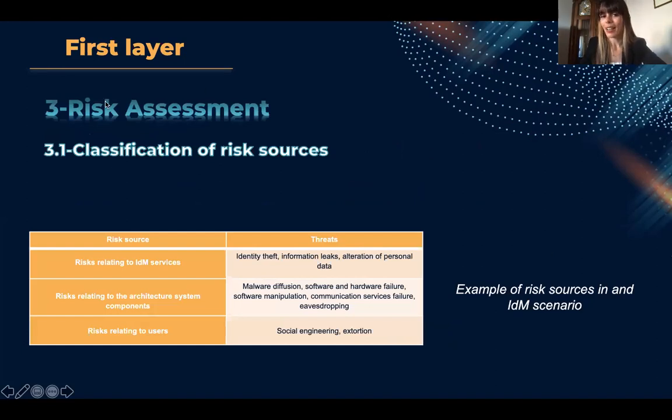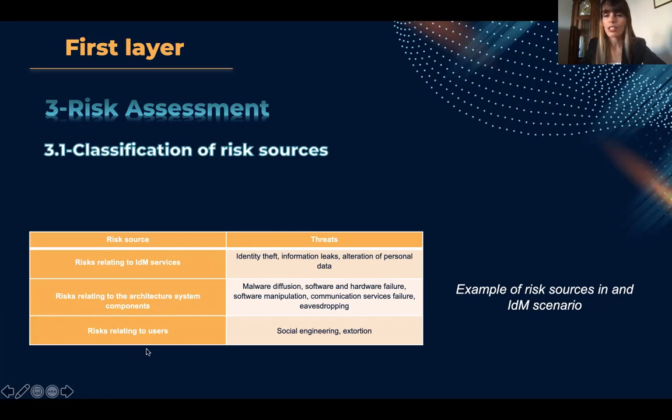So, well, the third step would be the risk assessment. Risk management is essential in order to determine the threats and dangers to which an identity or information system is exposed. I would recommend to, first of all, classify the resources. I would suggest at least 3 resources: risk relating to the particularities of the service, risk relating to the architecture system components, and risk relating to the users.